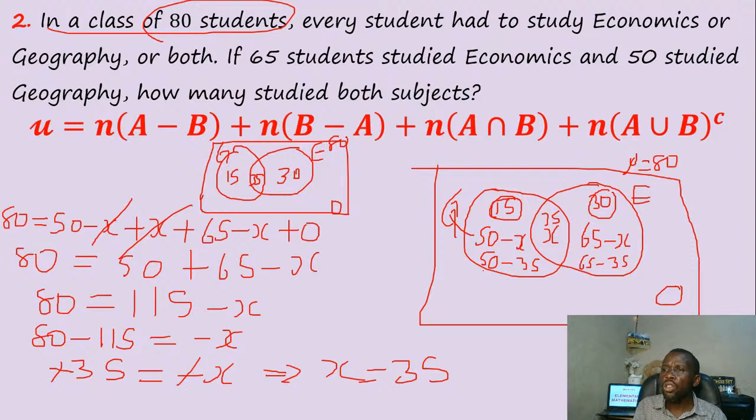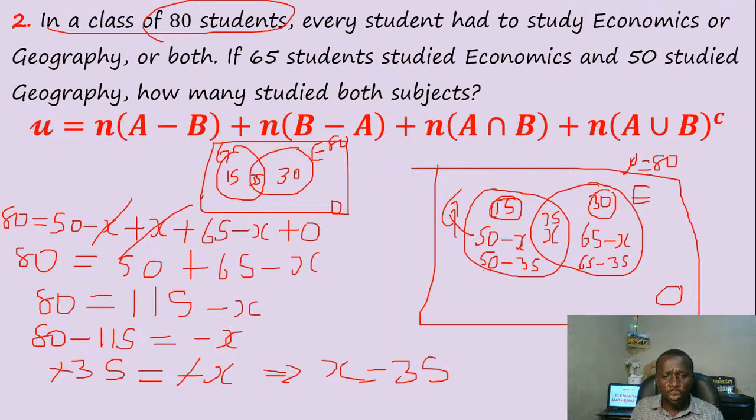Straightforward. The question says, how many study both subjects? Those who study geography and economics. There are 35 that study both. Now, how many studied only geography? Very easy. 15 study only geography. How many students study only economics? 30 study economics. How many students study neither geography nor economics? What do you get as answer? 0. You understand? 0 for that one. So that's how you get it.